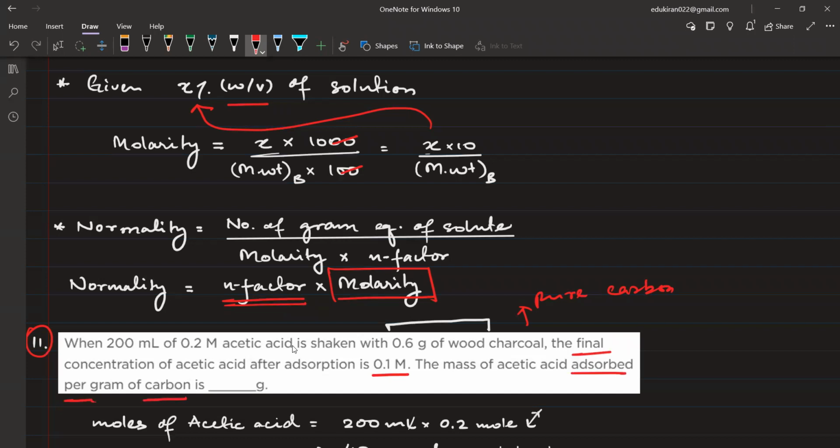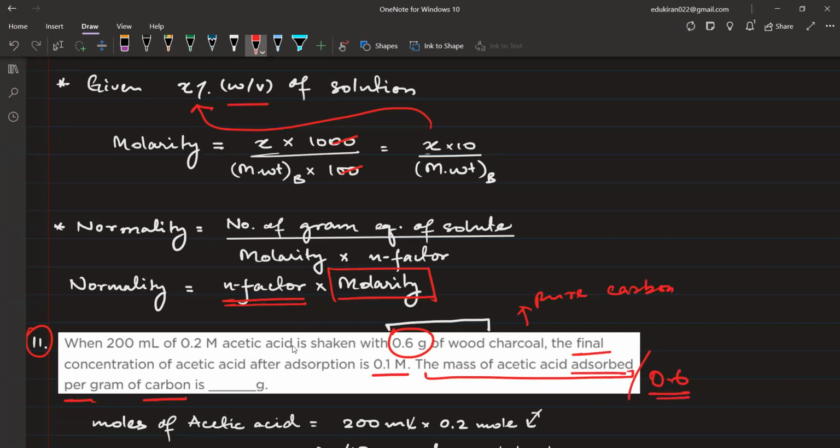First of all, we have to see what is the moles of acetic acid that has been absorbed, and then what is the mass of acetic acid that has been absorbed, and then इसको 0.6 से divide कर देंगे, so we will get the mass of acetic acid absorbed per gram of carbon. ठीक है, first of all what we have to see, what is the mass of acetic acid absorbed, ये निकाल लीजिए, and then divide by the 0.6 gram. 0.6 gram से divide कर दीजिए, you will get the answer.